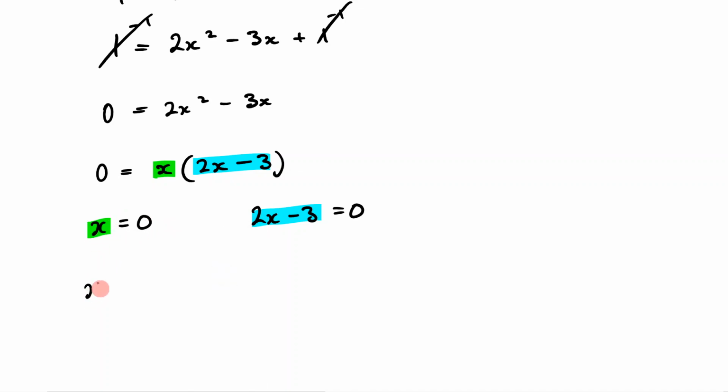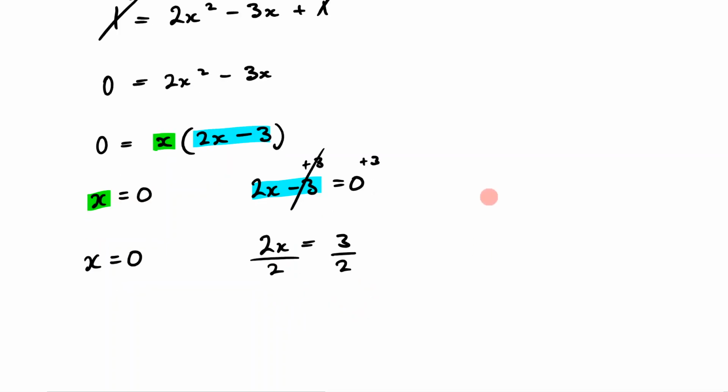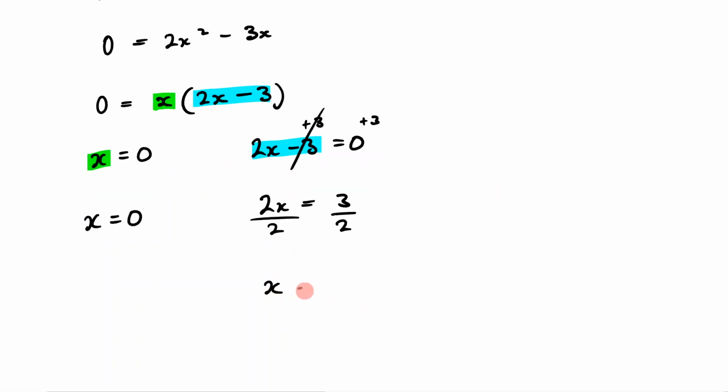So this is simply x is equal to 0. And this one over here, I'm just going to have to do some rearranging. I'll plus 3 to both sides. That will get rid of that. I'll be left with 2x is equal to 3. Then I'll divide both sides by 2. So it means I'm going to get x is equal to 3 on 2. x is equal to 0. And those are my answers. So this and this.